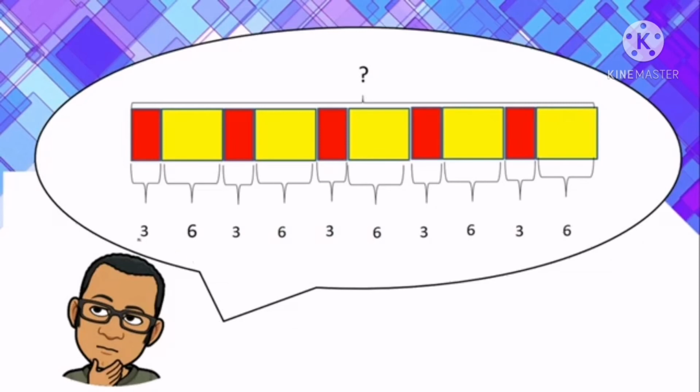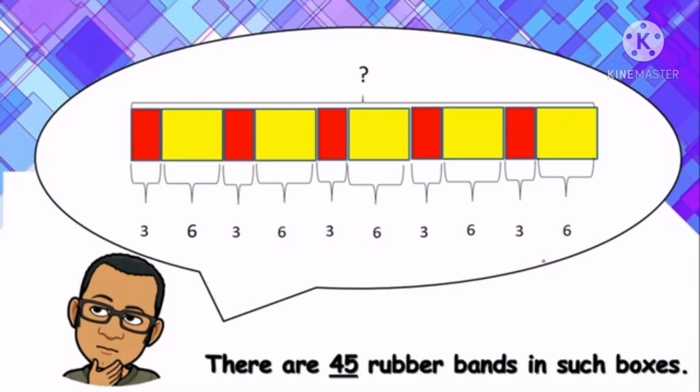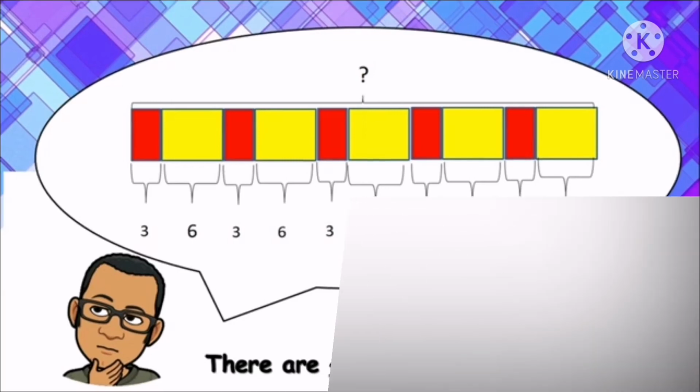Or yung kung medyo fast learner naman yung bata or medyo magaling mag-isip, ang gagawin lang niya, sisimplihan niya. I-add niya lang 6 plus 3 and that is 9. Then i-multiply niya sa 5. So, now, what is the answer? The answer there is there are 45 rubber bands in such boxes.